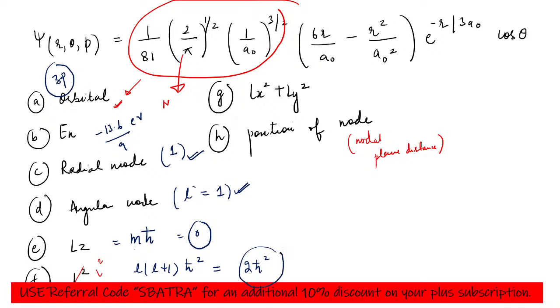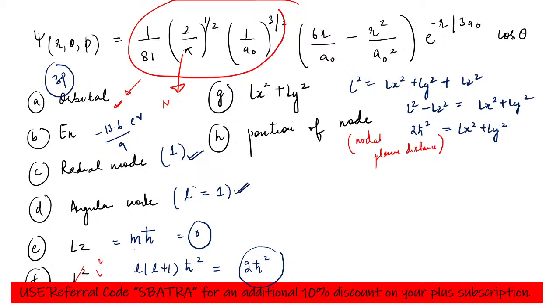Then after that, we need to find out Lx square plus Ly square. We know that L square is equal to Lx square plus Ly square plus Lz square. So if I take Lz square to the other side, L square minus Lz square is equal to Lx square plus Ly square. L square is 2ħ square and Lz square is 0. So that means Lx square plus Ly square is also 2ħ square.